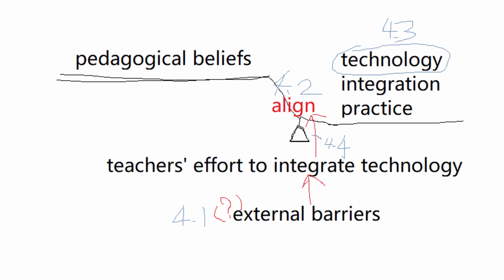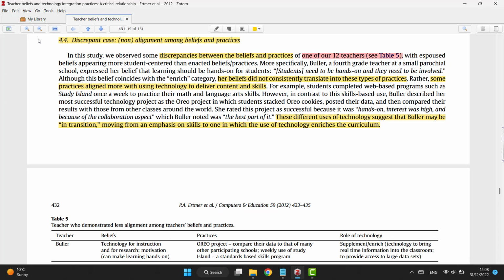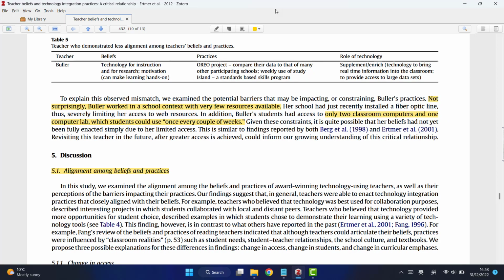Although student-centered pedagogical beliefs most likely can result in student-centered technology integration practices, teachers' efforts are still deeply influenced by external barriers. Section 4.4 introduces 1 teacher out of 12 interviewed teachers whose beliefs did not actually translate into practices as expected, because the school of hers has several obvious restrictions placed on the hardware, resources, and internet access.